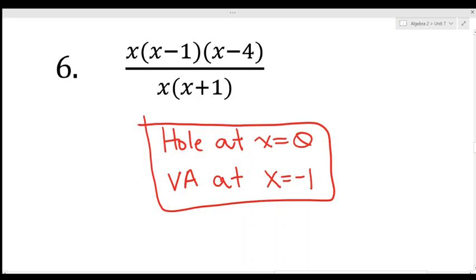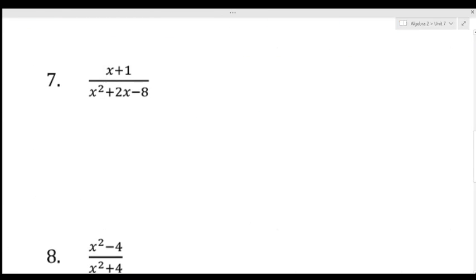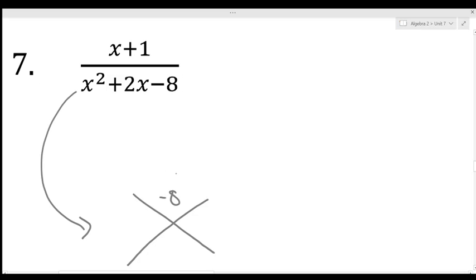Moving on. Now we are going to have to do some factoring, which is your guys' favorite. So number 7, we have x plus 1 on the top, but then we have x squared plus 2x minus 8. So we're going to have to factor. So we're going to make our x factor. Negative 8 goes on the top, and that's what we have to multiply to. This positive 2 in the middle goes at the bottom, and that's what we have to add to.